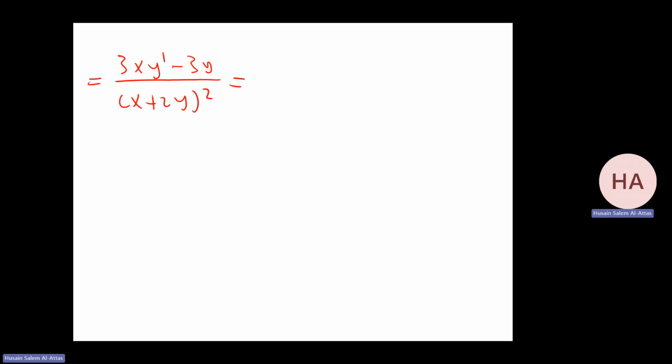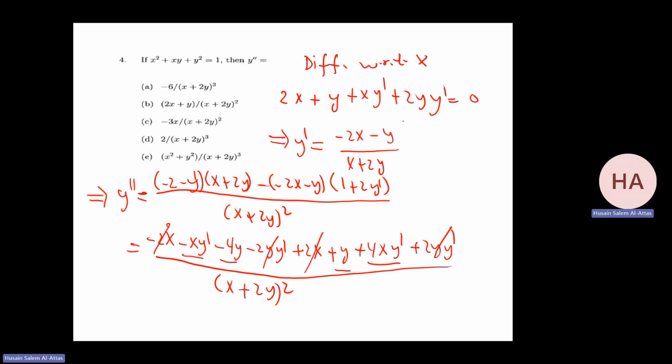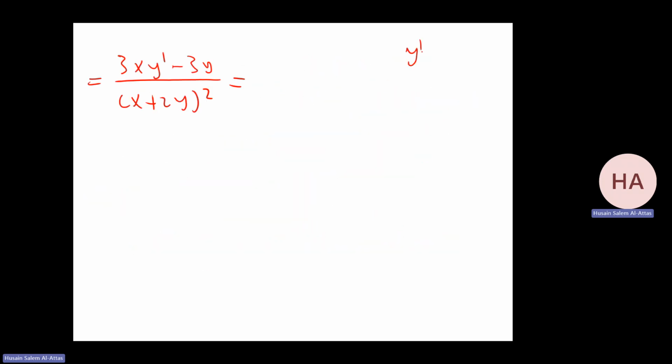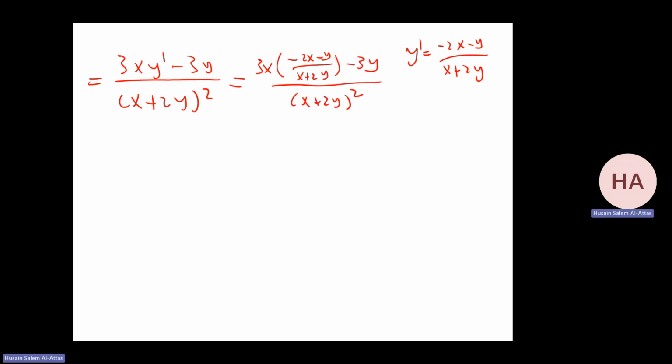Now try to get y prime. This is y prime, plug it there. So minus 2x, let me write it here. So that will be 3x times this, minus 3y, all over this. Now do the calculation.